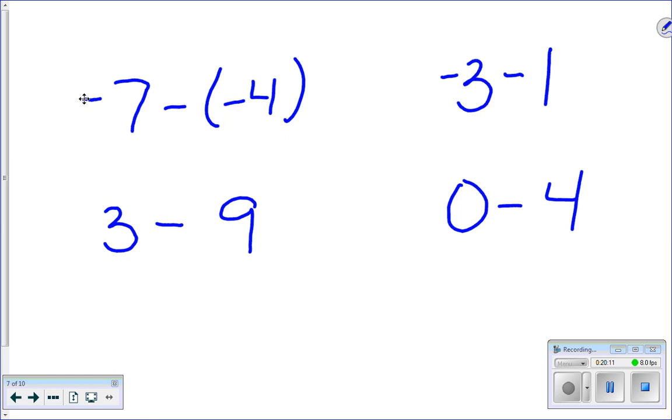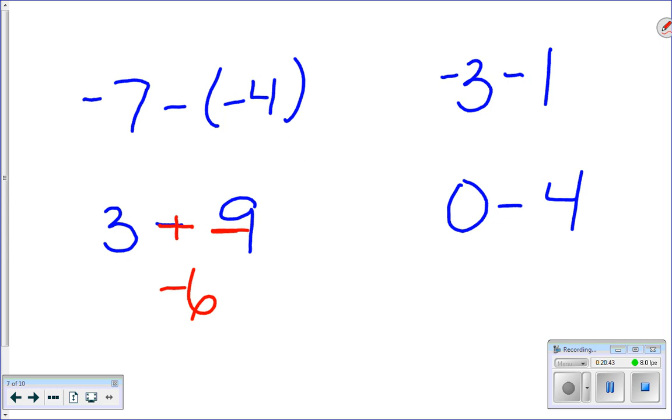So don't forget, KCC, keep the first, change the middle, and then change the last. And then if you need to rewrite the problem, sometimes it's easier to rewrite the problem for yourself. So if you kept this one, changed this one, and changed this one, you should have got -3. Okay? Kept this one. This is kind of a trickier one. You kept this one, and you changed this one, and then you changed this one. You should have got -6.